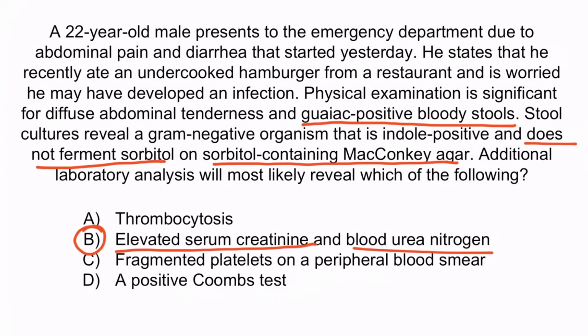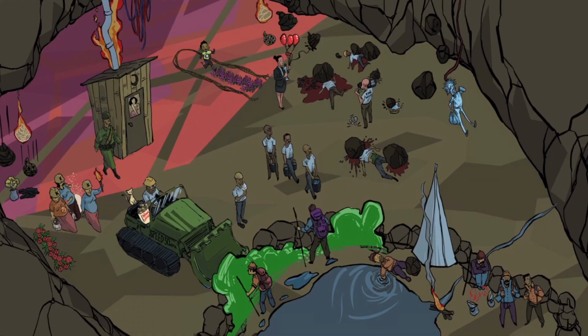Recall from physiology that these are both laboratory findings that indicate renal damage. From the image, recall that the guy crushed by the rocks right here has a helmet on and is here to help you remember that EHEC causes schistocyte formation. This occurs because the Shiga-like toxin produced by the organism causes microthrombi to form in blood vessels, which results in schistocyte formation and renal failure. Also recall that the sorbet getting crushed right here is here to help you remember that EHEC does not ferment sorbitol on sorbitol-containing MacConkey agar.